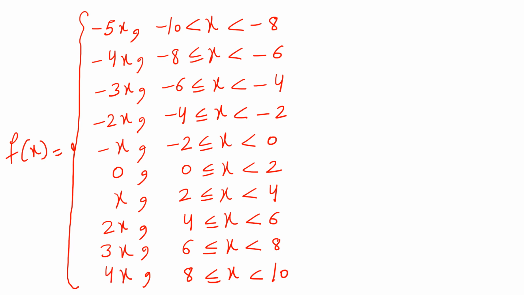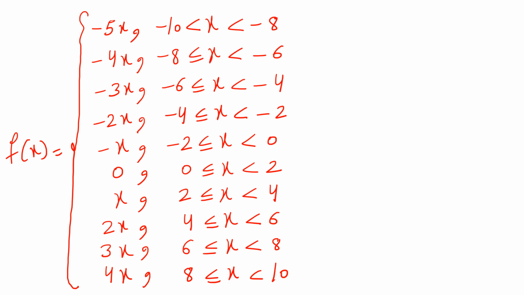Now students, in the open interval minus 10 to 10, between any two consecutive even integers, the function f of x is a polynomial function. So obviously it will be a continuous function. But at all those even integers where it is changing its definition, that is at x equal to -8, -6, -4, -2, 0, 2, 4, 6 and 8, the function f of x may become discontinuous.